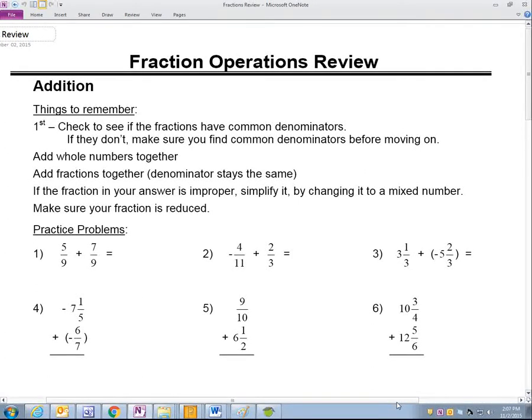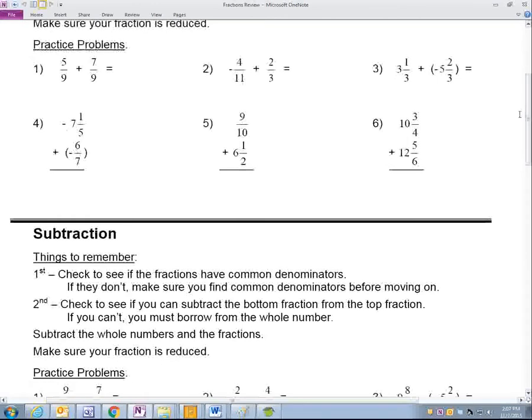You have to have common denominators before moving on. You're going to add the whole numbers together. You're going to add the fractions together. Denominator stays the same. And if the fraction in your answer is improper, simplify it by changing it into a mixed number. So for number 1, we don't have any whole numbers, so we don't need to add those together, as it's said above.